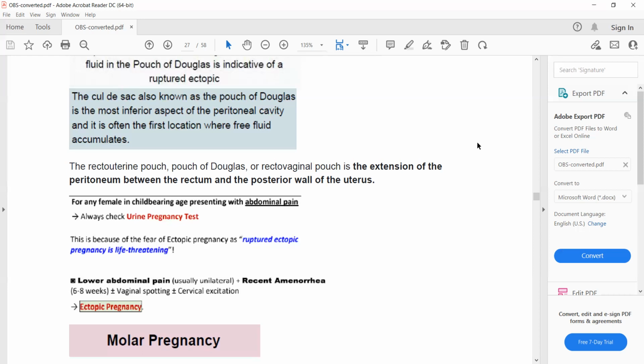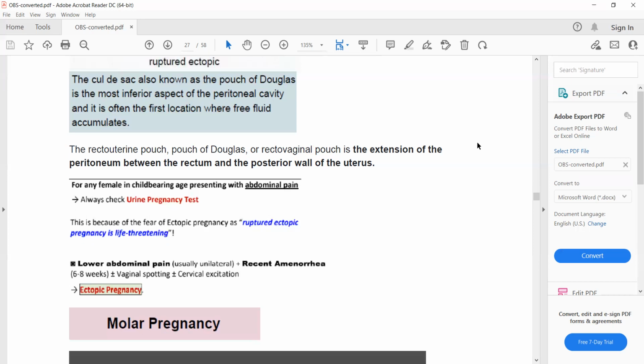And if a hemodynamically stable patient has significant symptoms such as pain, then we'll go for laparoscopic surgery. If there's pain, then it means the size of the ectopic pregnancy is larger and it cannot be managed medically. So if there is no pain, it means the ectopic pregnancy is smaller and it can be managed medically. And for your knowledge, remember that if the size of the ectopic pregnancy is less than 30 mm, then it will not cause any symptoms and it can be managed medically with methotrexate.